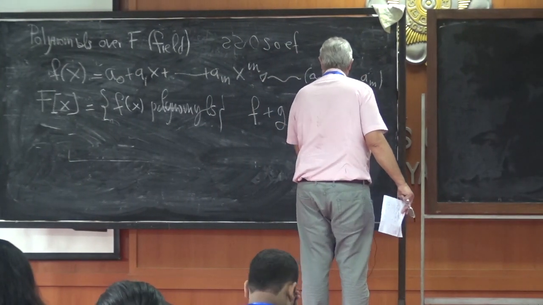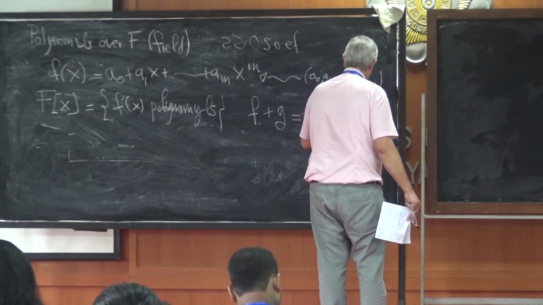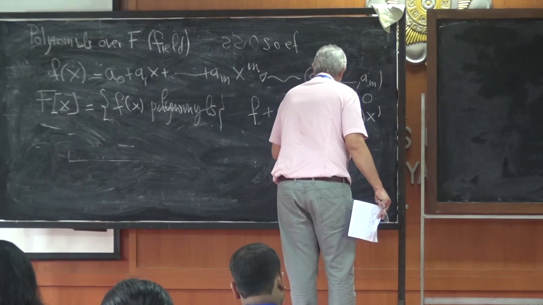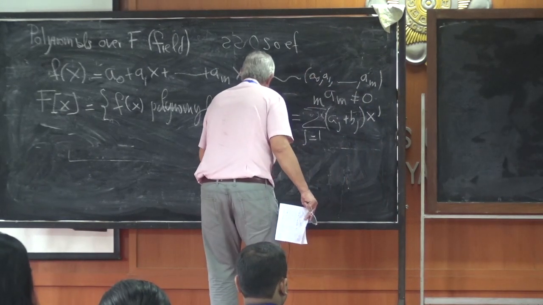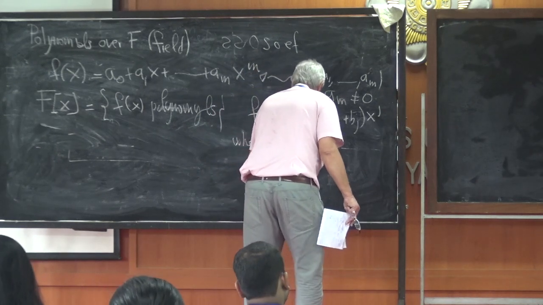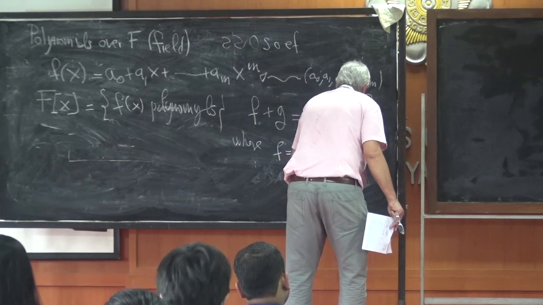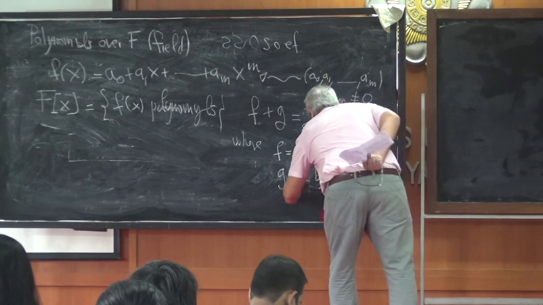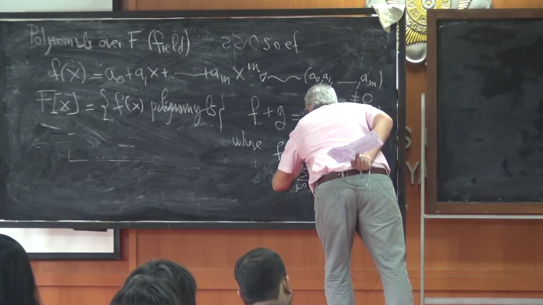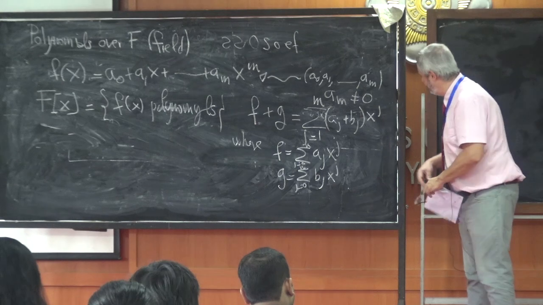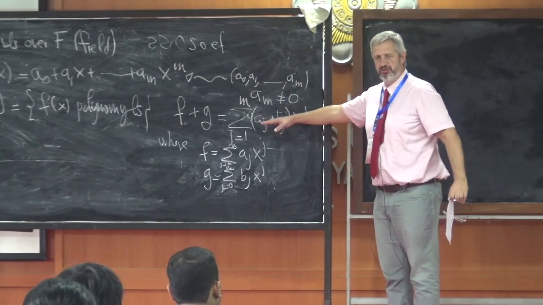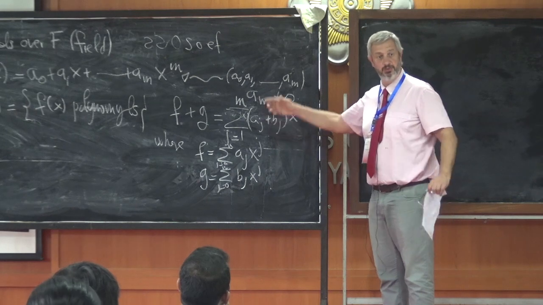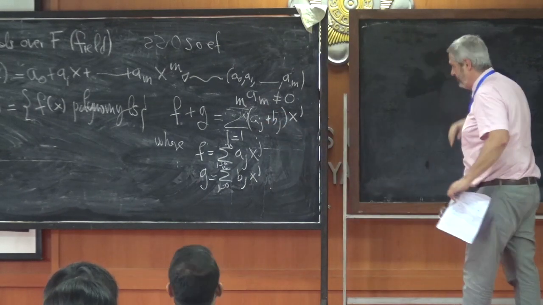So it's going to be the sum of a_j plus b_j times x to the power j, for j that goes from 1 to m, where f is the sum of a_j x^j, and g is the sum of b_j x^j. And here j goes from 1 to m. But using this notation, it can happen that I've added a bunch of zeros, right? Because not necessarily do the two almost-zero sequences have the same length. One might have more zeros than the other, but still the sum is defined by this.